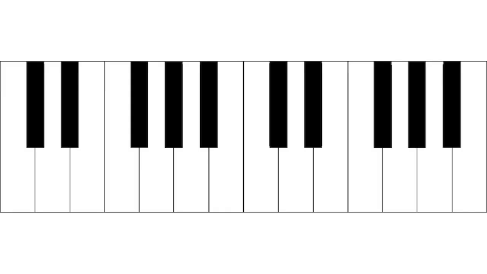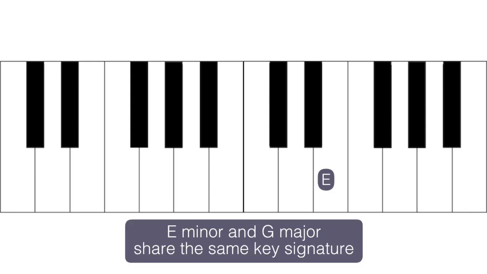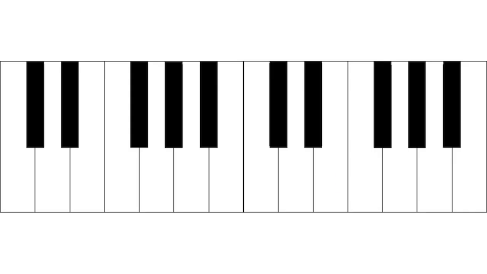So let's say I wanted to find the relative minor for G. I go 3 half steps down from G. 1, 2, 3. So E minor and G major share the same key signature. We're getting ahead of ourselves. Today we're going to focus on the key of A minor.